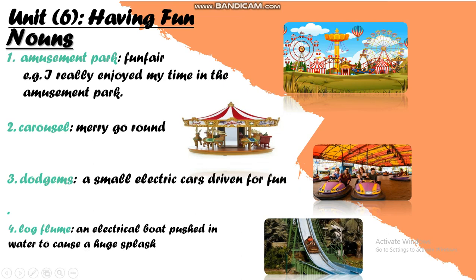Okay. The second word is carousel, which is the merry-go-round, where you can find horses and deers that you can ride and go round and round. Okay, of course you have ridden it when you were young. Dodge gems, they are the electric cars that you drive with your friends and you start to crash each other and hit each other. Okay, it's a fun one. As you can see here in the picture, you start to hit each other and crash against each other.